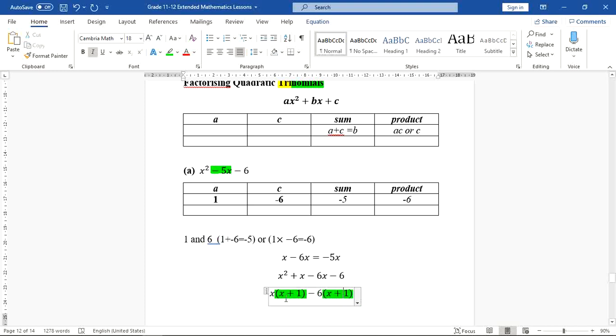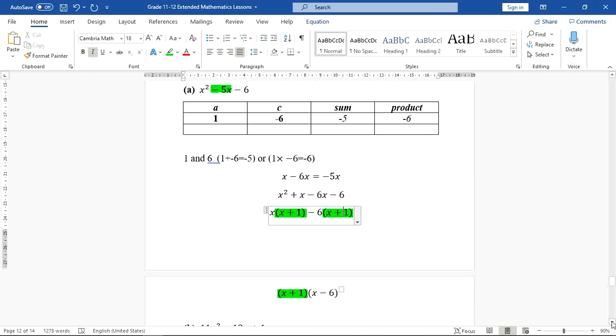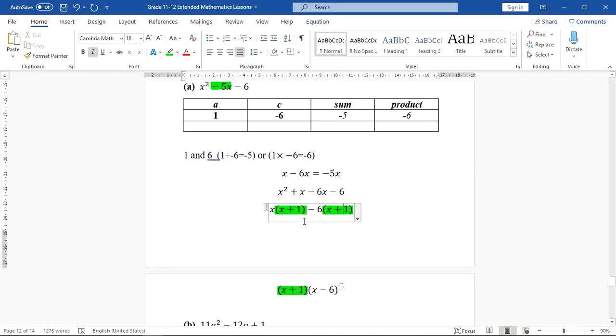As you can see, the two brackets have the same information. So what I need to do now is to factorize out the common factor, which is x plus 1, and then what is outside, x minus 6, will be in the other bracket. Yes, that is how to factorize quadratic trinomials. I know there are two more methods, but please try to understand this one.